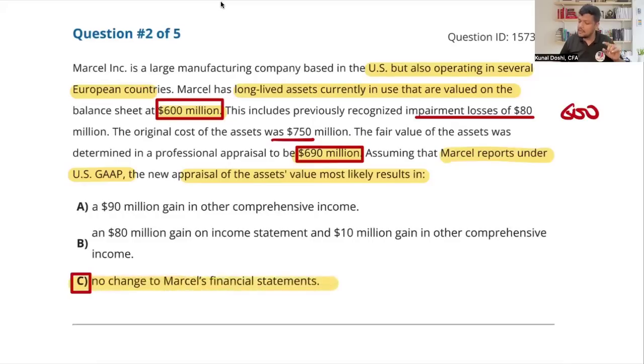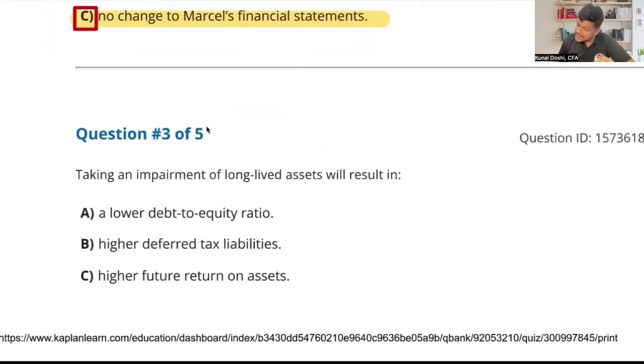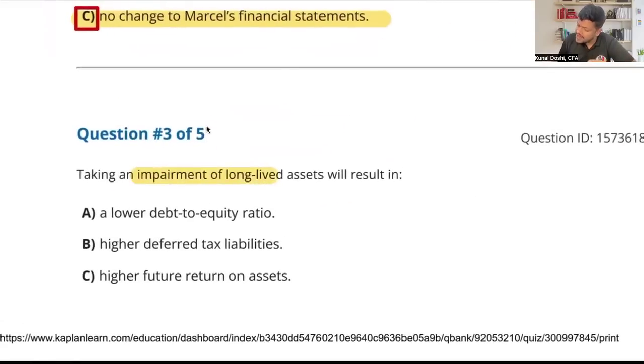Everyone with me? So once the value has gone down, done. Now you cannot reverse it back in the future. That is not possible under the cost model. And also, even if you have done impairment, reversal of impairment is not allowed under US GAAP. Is this clear, everyone? The other choices are just a trap. Got it?